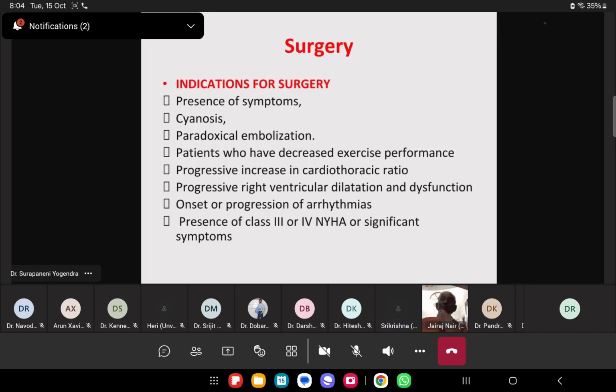Indications for surgery: presence of symptoms, cyanosis, paradoxical embolization, patients who have decreased exercise performance, progressive increase in cardiothoracic ratio, progressive right ventricular dilatation and dysfunction, onset or progression of arrhythmias, presence of New York Heart Association class 3 or 4 symptoms or significant symptoms.